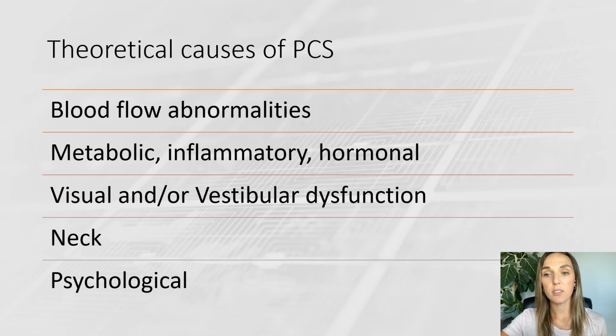The exact causes of post-concussion syndrome are unknown. However, 5 theories are at play. 1 is blood flow abnormalities. Our body's ability to regulate appropriate blood flow demands when we perform physical activity have been altered. Secondly, metabolic, inflammatory, or hormonal. So our ability to appropriately manage our metabolism, inflammation, or hormones are disrupted.